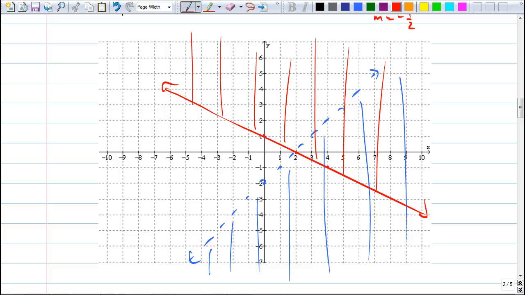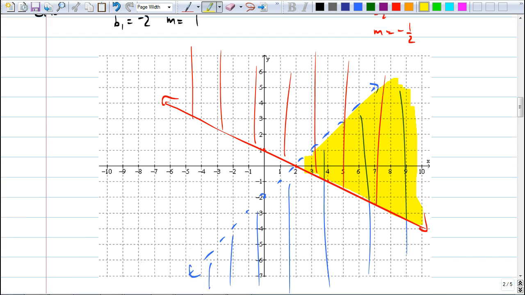Where the shaded regions intersect. Do you see how this region right here is our solution? Do you guys understand? How many ordered pairs does this region have? Infinitely many. Okay, so that's what we mean by the solution of systems of linear inequalities.